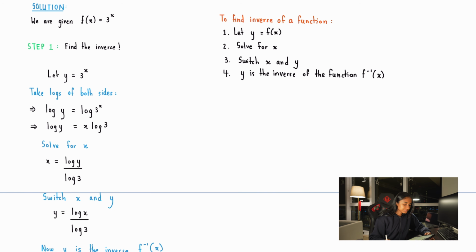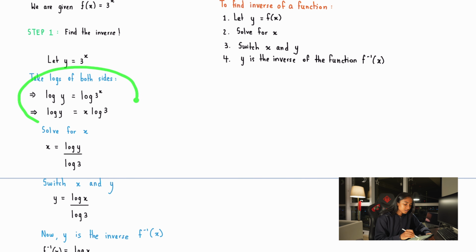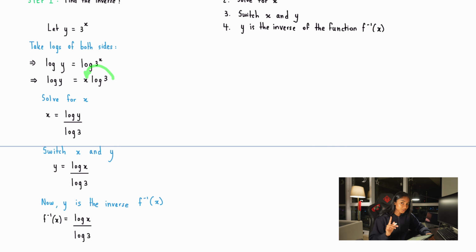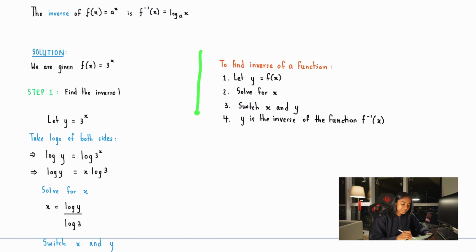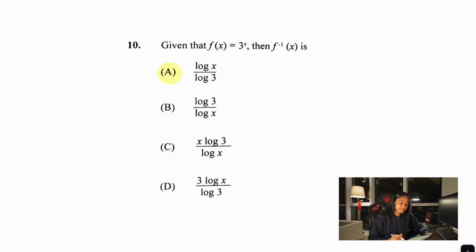The first thing we do is let y be equal to 3 to the power of x. Then we take logs of both sides and solve for x. So we have log y is equal to log 3 to the power of x. We bring that x to the front using one of our laws of logs, which I told you all to go over. Solving for x, we get x is equal to log y over log 3. When we switch y and x, we get the inverse, which is log x over log 3. So in general, these are the steps to find the inverse of a function, and by that method log x over log 3 is the inverse of 3 to the power of x.